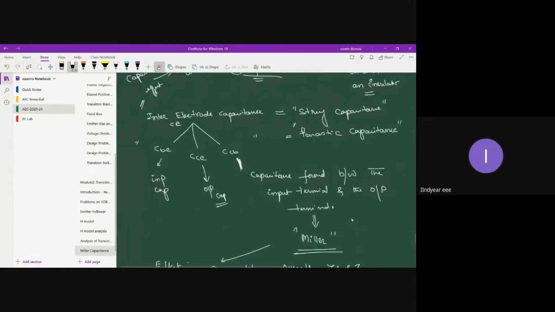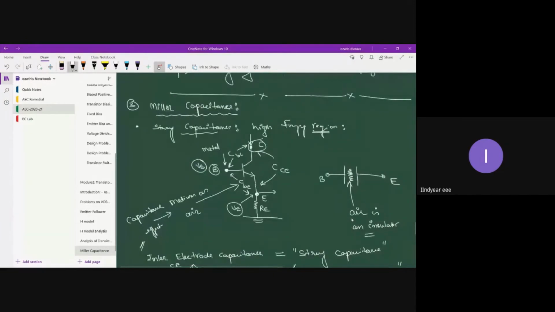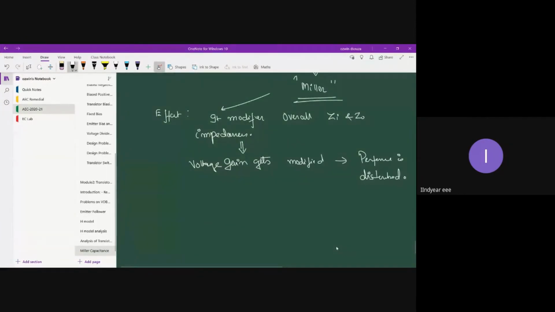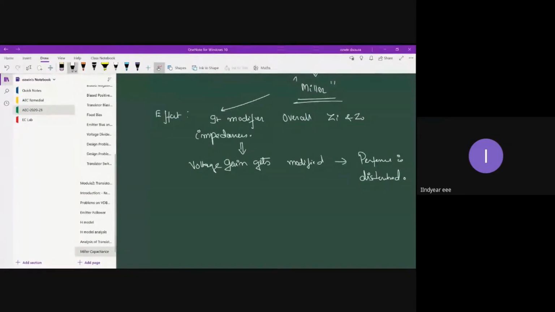So this is a very short discussion about the stray capacitance. Now let us look into the Miller capacitance. But did you understand, or at least did you get the feel of it, how exactly this parasitic capacitance comes into the picture?